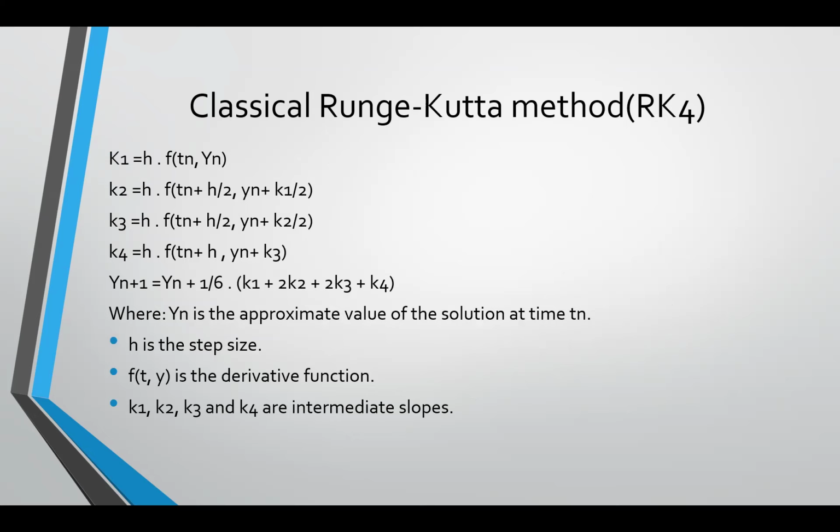These are the steps that we are going to calculate. K1 is the initial slope, K2 is the midpoint slope, K3 is the revised midpoint slope, and then the final slope K4. Here it is an added step from the RK3 method, and then yn plus 1 is calculated using those weighted averages.